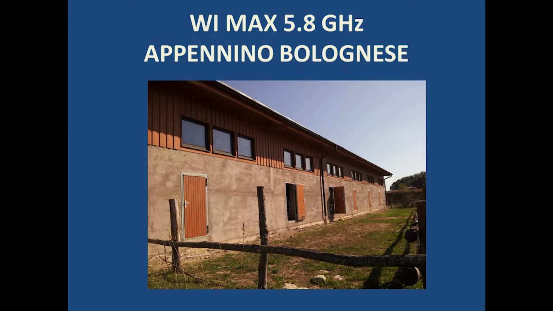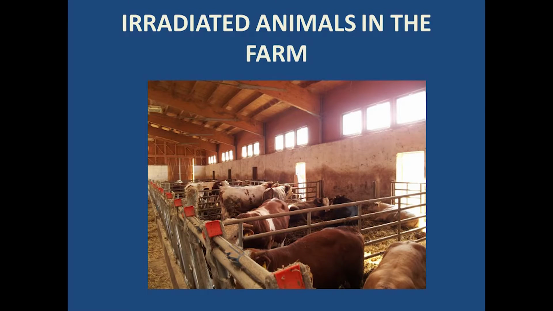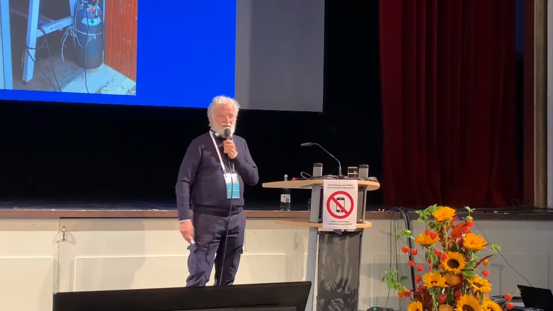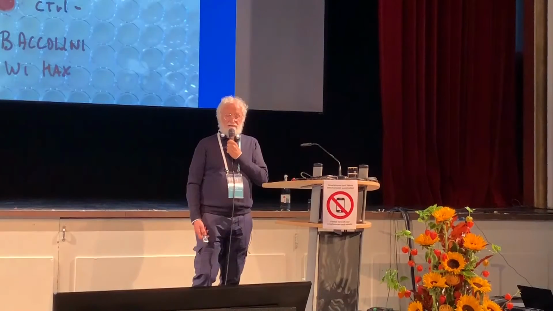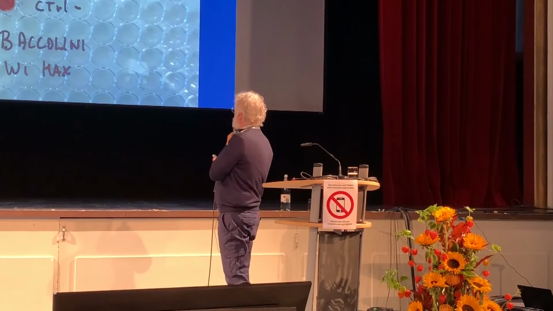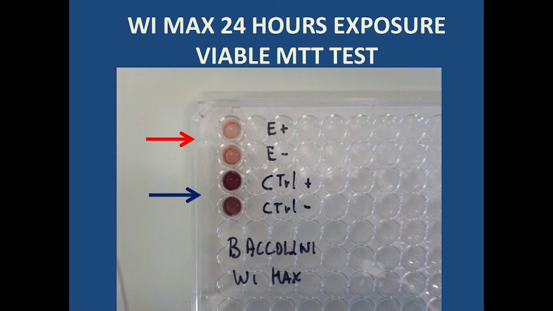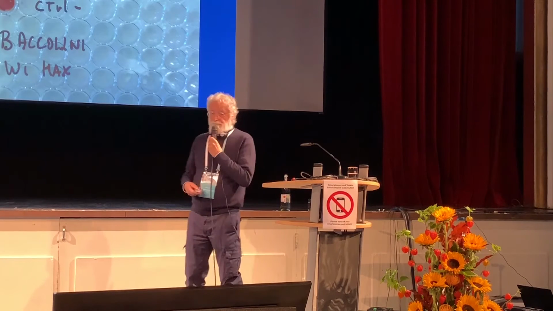We made this also at 5.8 gigahertz in a farm. Next. The animals in the farm have different pathologies, from quantity of milk to illness. Next. This is the system to cultivate the cells inside the farm, near the animals. Next. And here also you can see an example of the difference between the exposed cells and the control cells not exposed. Next.